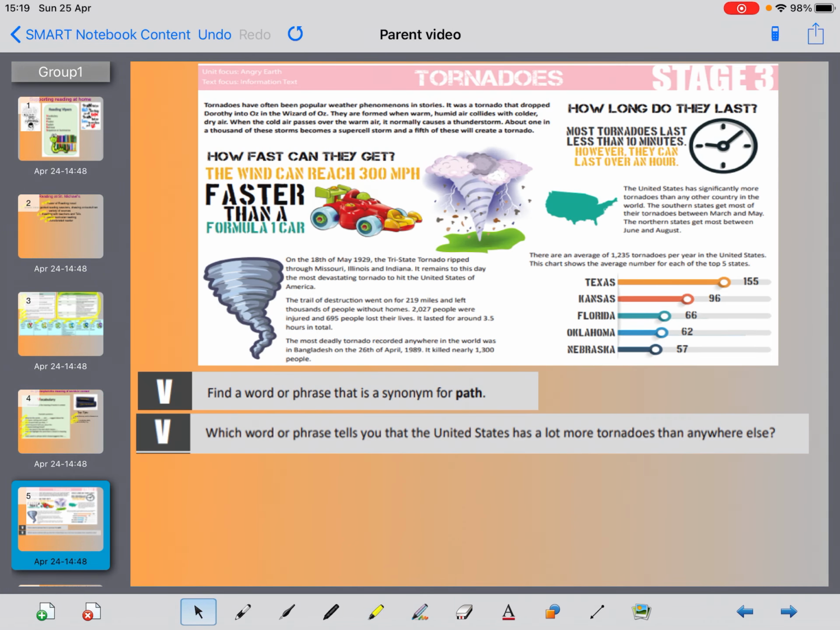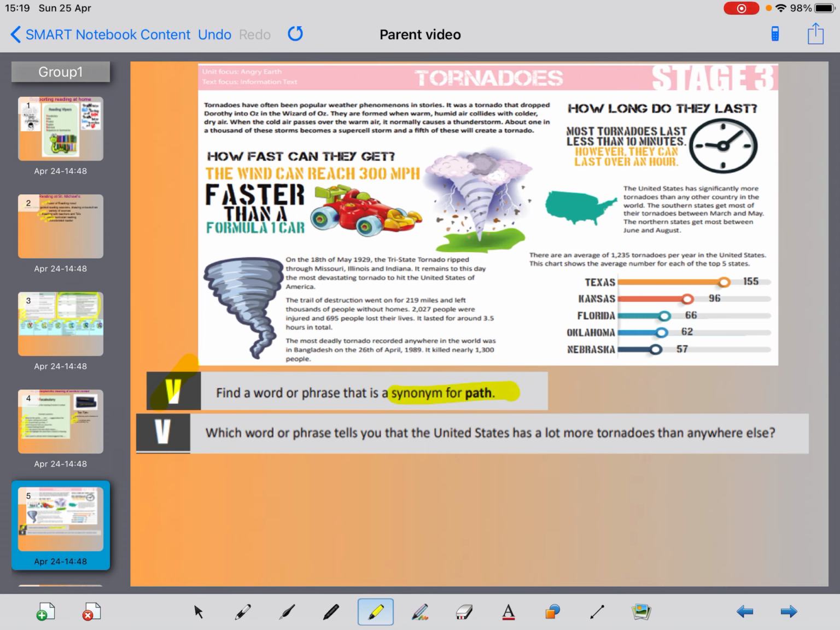This is an example text that a Year 3 pupil might see. We will show them a variety of texts, non-fiction as well as fiction. Here we have an information text, and our vocabulary focus is going to be 2 questions. We've got find a word or phrase that is a synonym for path.